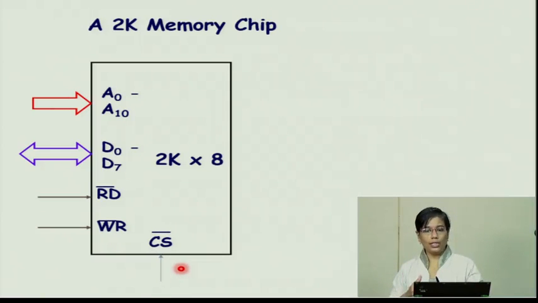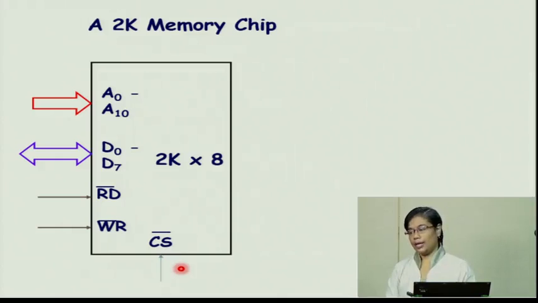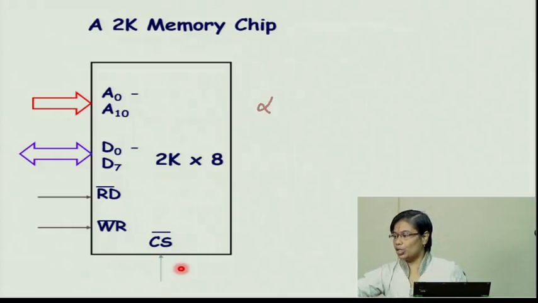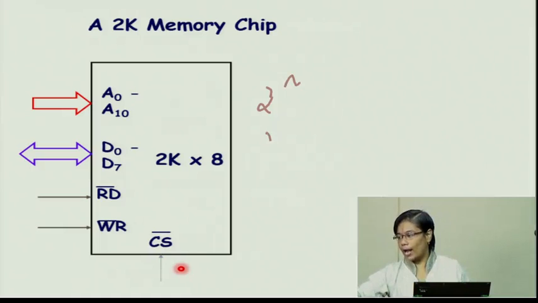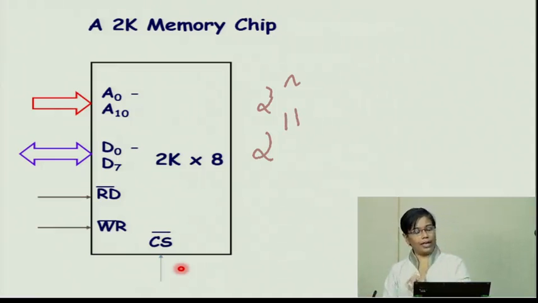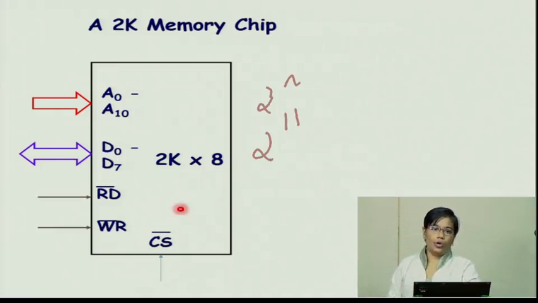Now, if you want to select between 2K locations, you would have 11 address lines. Remember that whenever we are talking about an n-bit address, it means that you would have 2 to the power of n memory locations available. So it follows that if I have 2K memory locations, the number of address lines required is 11, since 2 to the power of 11 is equal to 2K. So you're going to have 11 address lines starting from A0 to A10, because we are counting from 0.